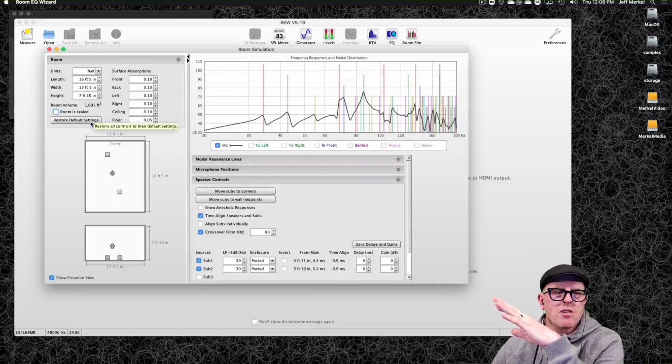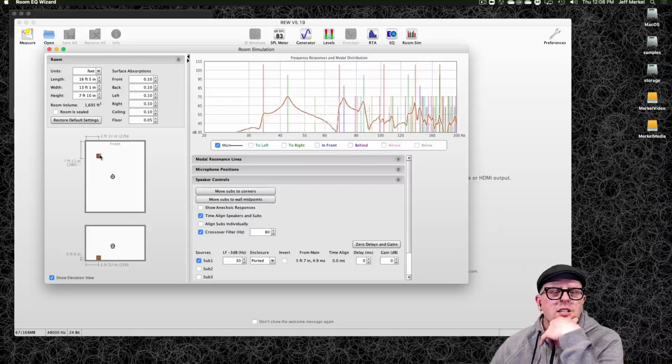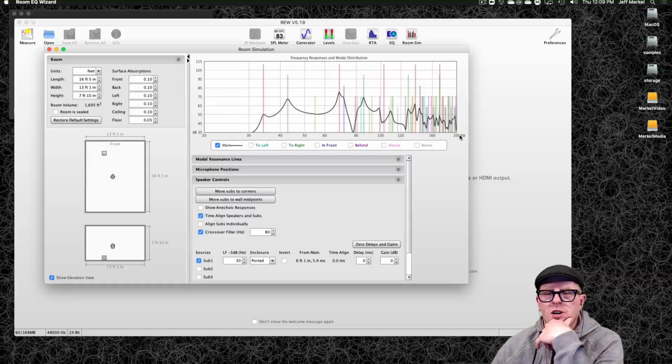So it's going to change it, but I'll say this is more realistic if I have it not sealed. And what I have here, I'm going to go back down to one subwoofer. So this is my head right here, and this is my subwoofer. So what we see here is the effect if I move my subwoofer around the room. So say I have my main right here. And this is showing us from 20 hertz to 200 hertz.